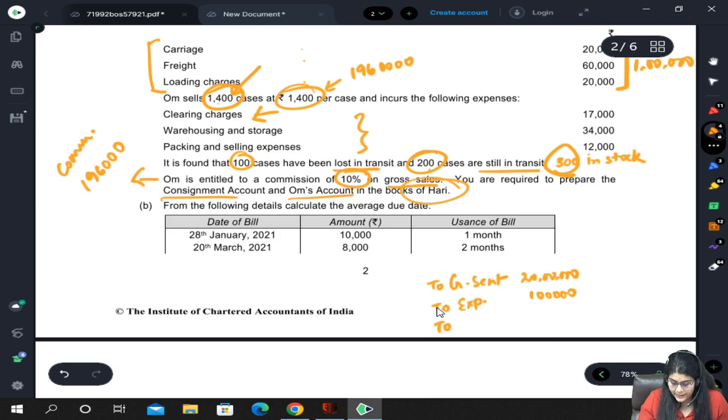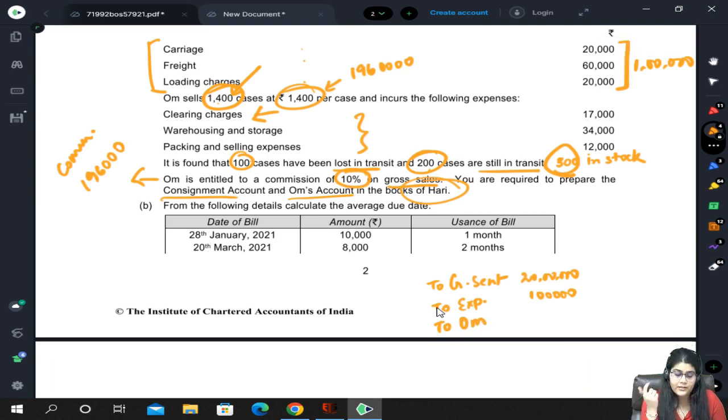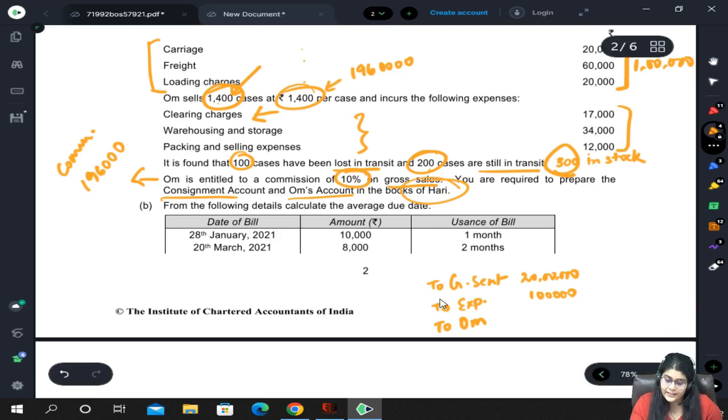After that, the expenses which the consignee incurred. We forgot to total this: 17, 34, 51. 51 and 12 gives us 63. So this will also come over here, 63,000. Apart from that, we have to show Om's commission. Om's commission we have calculated as 19,600.